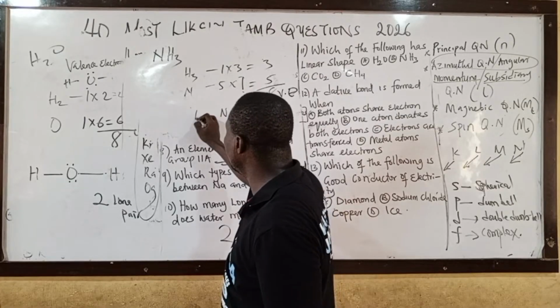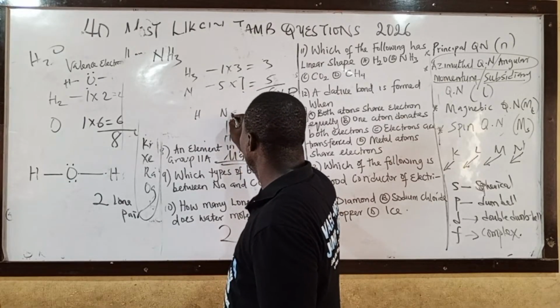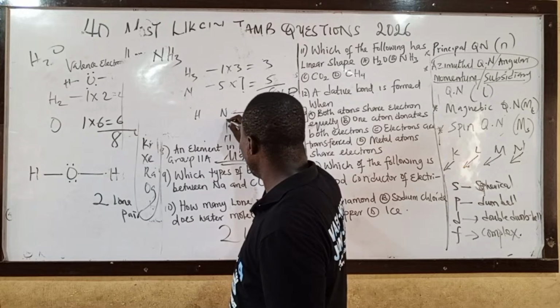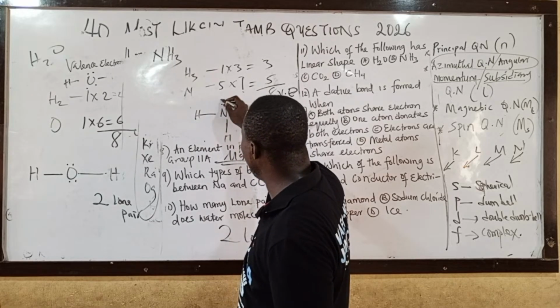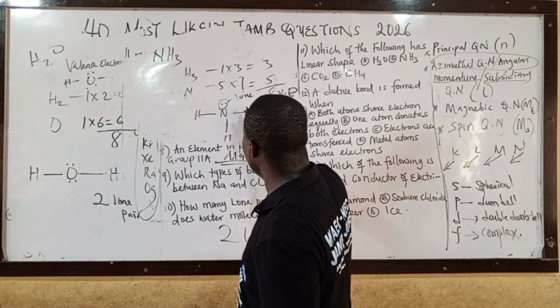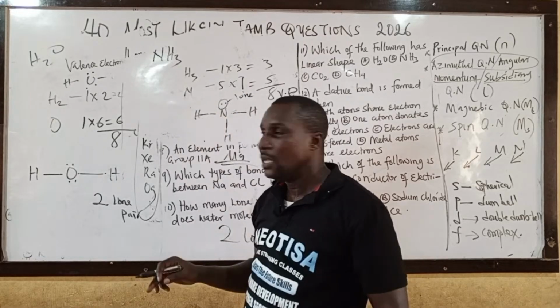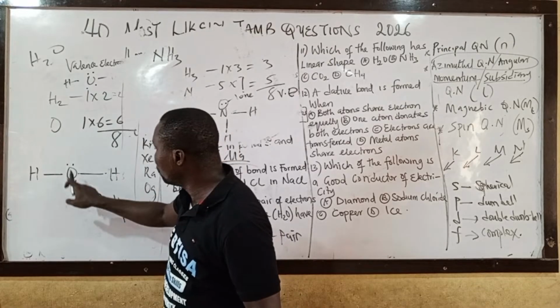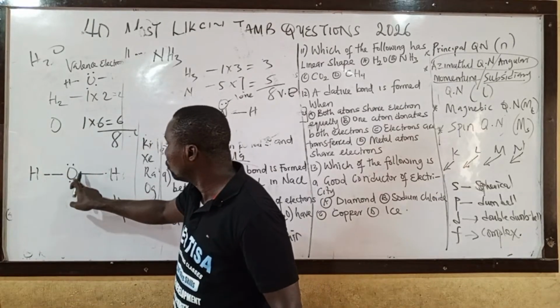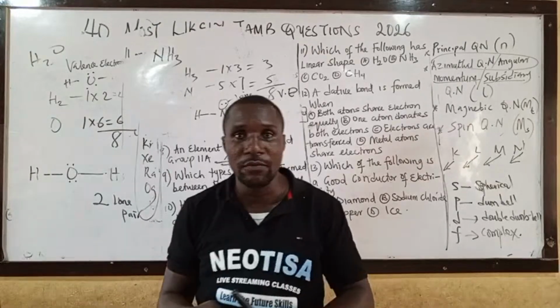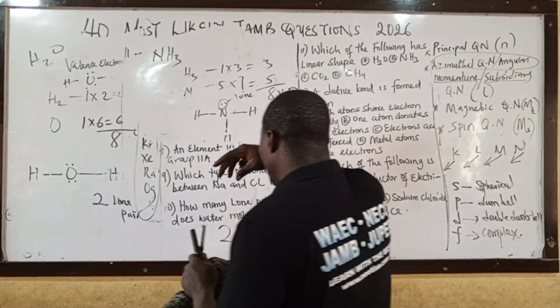3 hydrogen. 2 here. Another 2 here. Another 2 here. Remaining 1, 2. How many lone pair? 1. How many shared pair? 1, 2, 3. In water, how many lone pair? 1, 2. How many shared pair? 1, 2. 2 shared pair in water. Please take note of that.